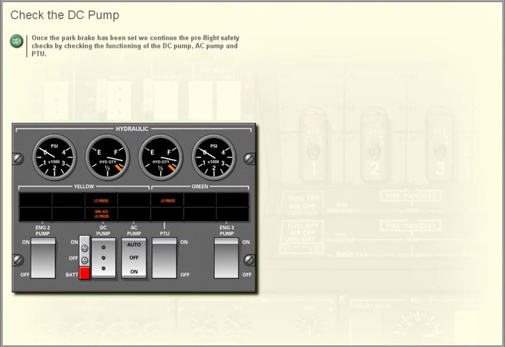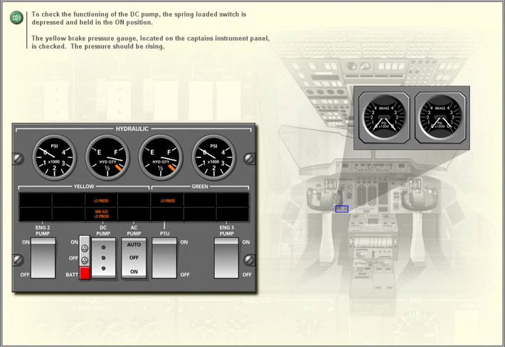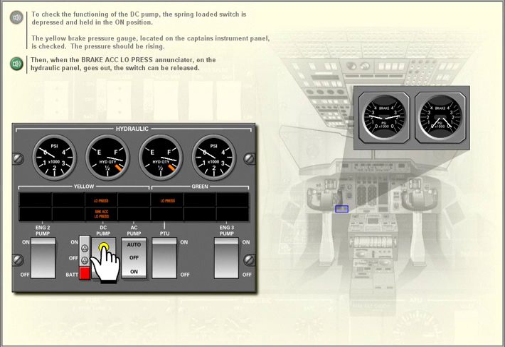Check the DC pump. Once the park brake has been set, we continue the pre-flight safety checks by checking the functioning of the DC pump, AC pump and PTU. To check the functioning of the DC pump, the spring-loaded switch is depressed and held in the on position. The yellow brake pressure gauge, located on the captain's instrument panel, is checked. The pressure should be rising. Then, when the brake accumulator low pressure annunciator on the hydraulic panel goes out, the switch can be released.